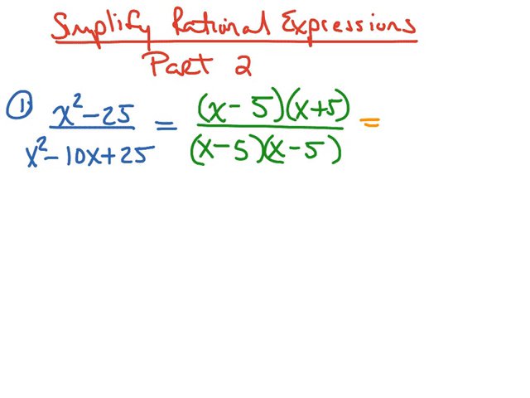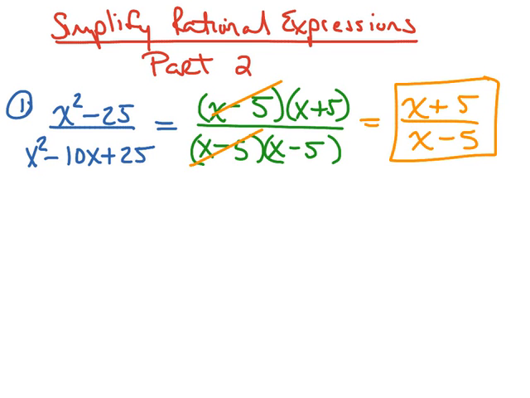Now what I'm going to do is cancel out some common factors. I can cancel out this x minus 5 and this x minus 5. Notice that I cannot cancel out x plus 5 and x minus 5. Those are not the same factors, therefore don't cancel them out. So what I'm left with is x plus 5 as my numerator and x minus 5 as my denominator. Therefore, this is a simplified expression for x squared minus 25 over x squared minus 10x plus 25.